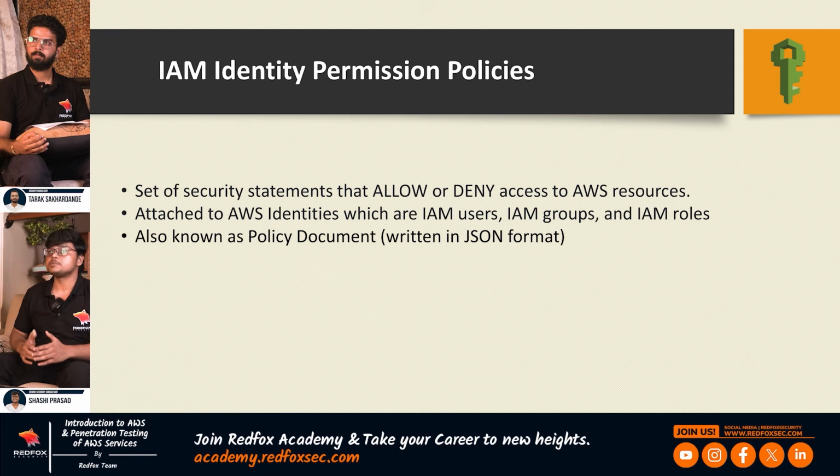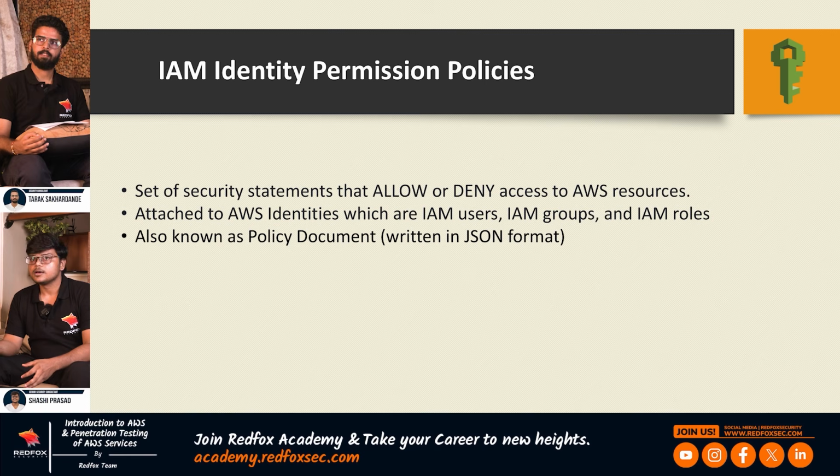So yeah, what is this permission policy, right? How can we read it? This permission policy is a set of security statements that allow or deny access to AWS resources. And we can attach these permission policies to the AWS identities, which are your users, groups, and roles.